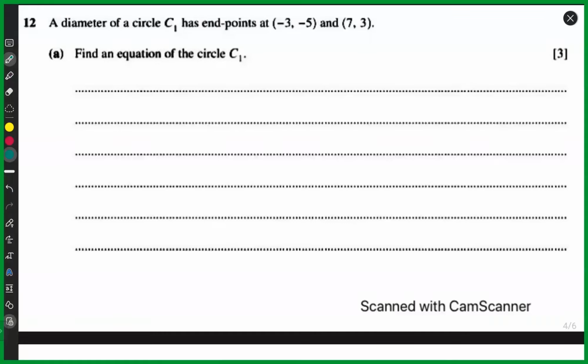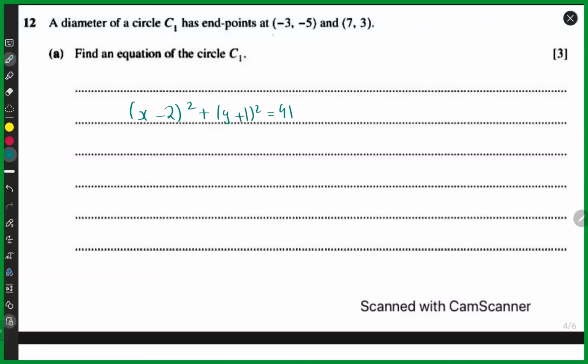Let me write it down again, just so we are clear with the idea. It should be x minus 2 whole squared plus y plus 1 whole squared equals 41. And both of you were right in your working.